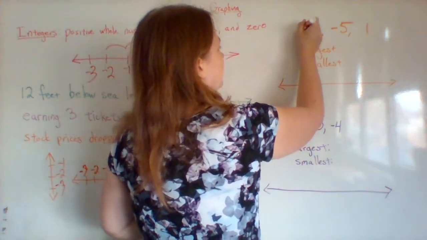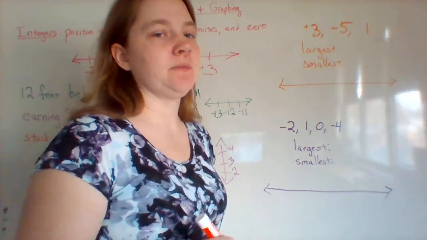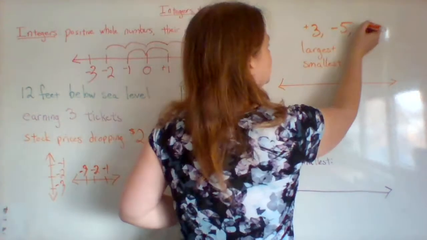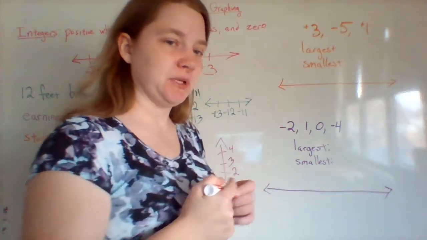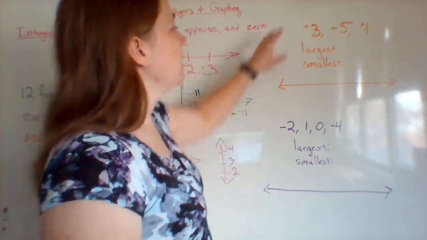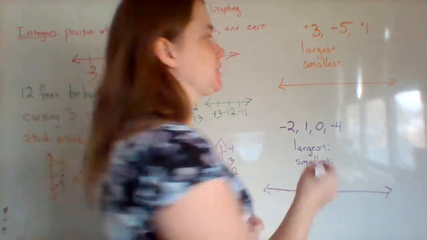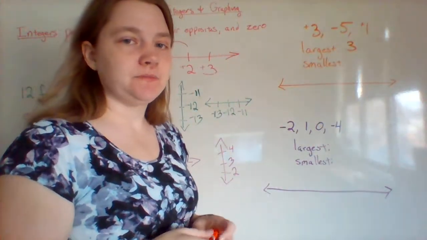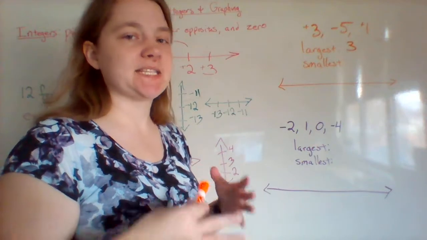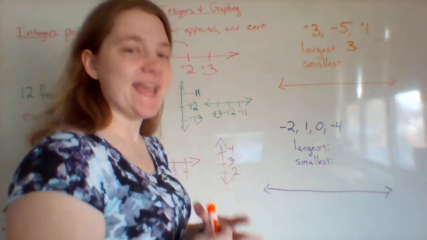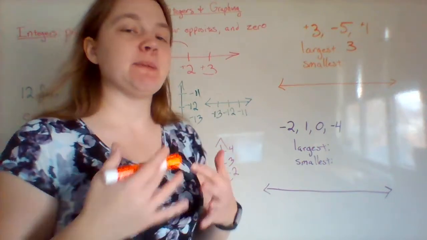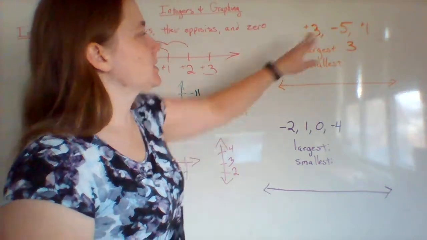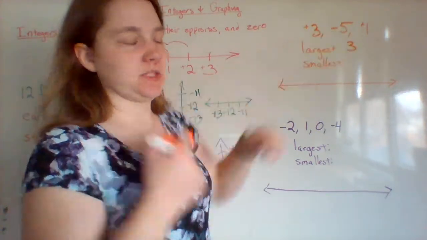And if it helps me, I can put a positive sign right there. And then I also have 1, which is again a positive. You don't have to put that positive sign, but you can. And I know that my largest number is 3. My smallest number is going to be the biggest number with a negative sign. It's going to be the biggest opposite number. So there's only one number with a negative sign, so it's going to be -5.